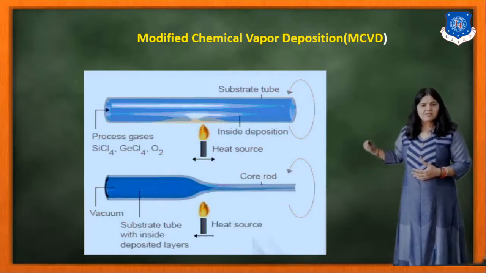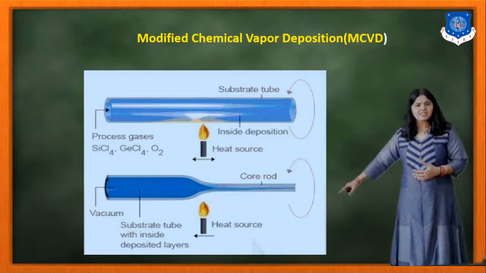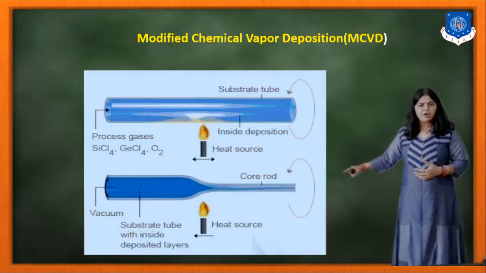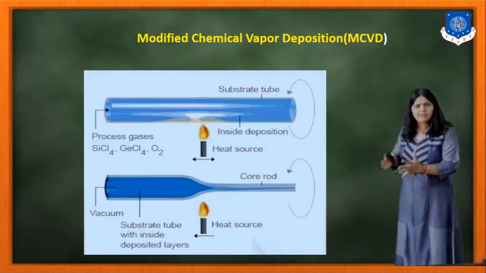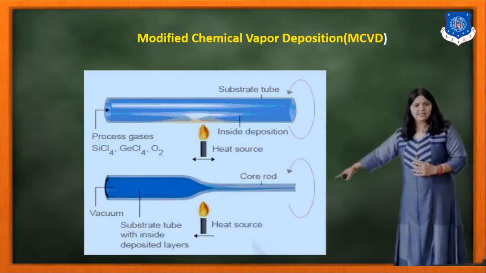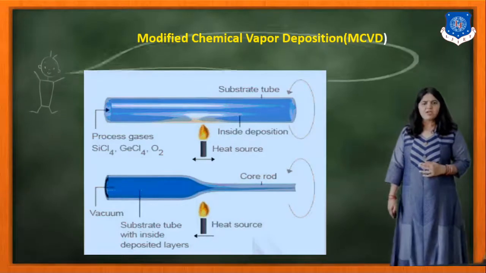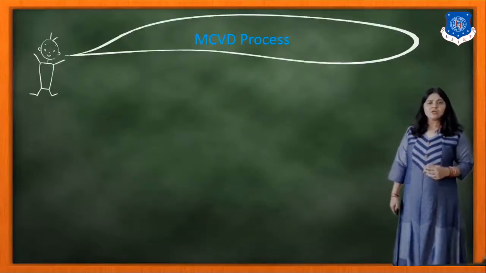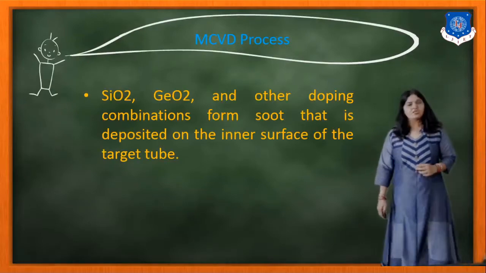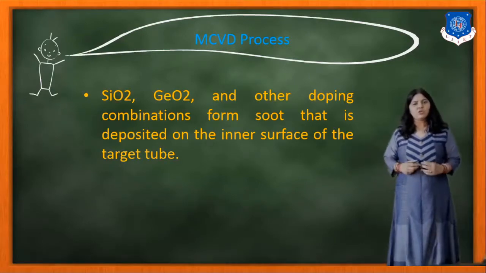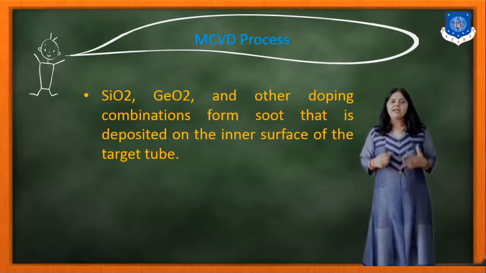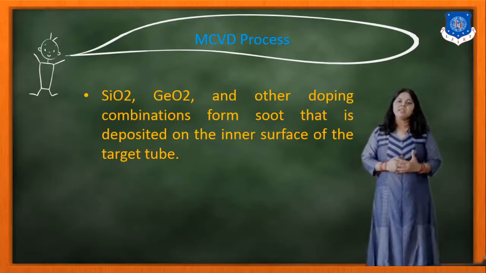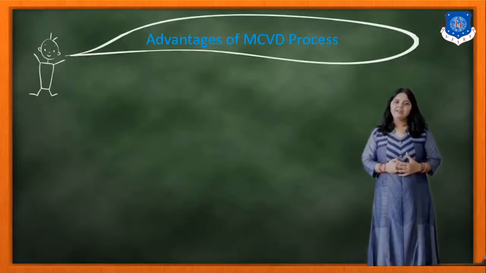Now the substrate tube with the deposited layer inside is ready. At a higher temperature, that layer is melted and takes the shape of the fiber. It is like this. Here you can see how the fiber is drawn. So SiO2, GeO2 and other doping combinations form the soot, and that is deposited on the inner surface of the target tube.